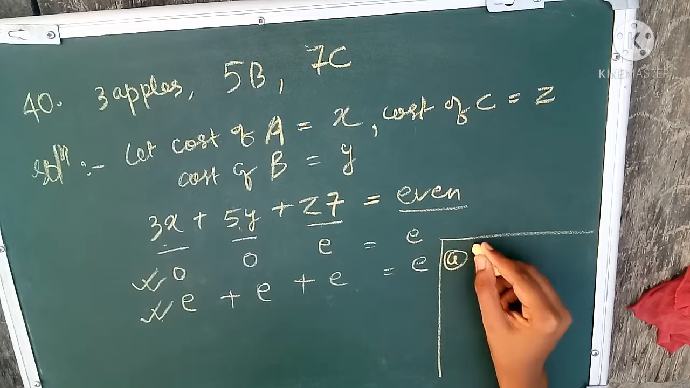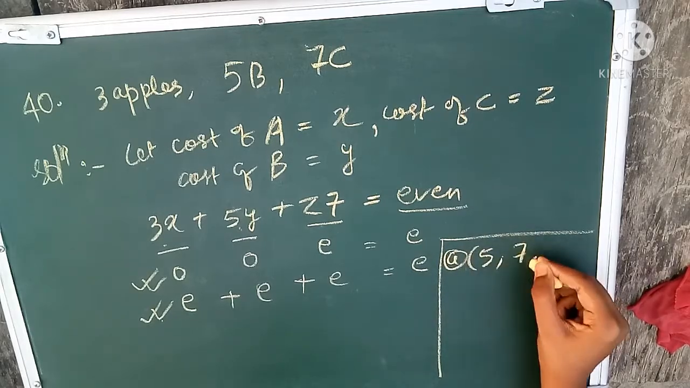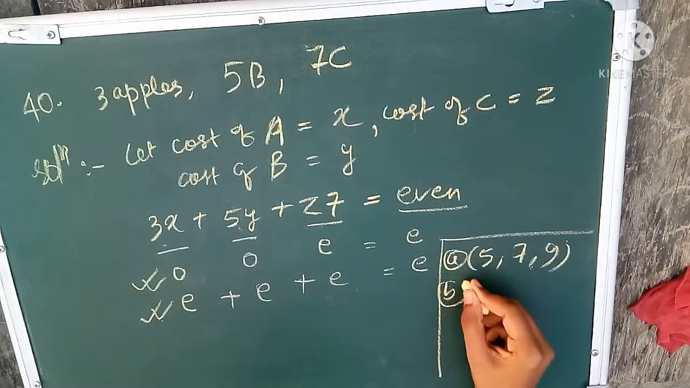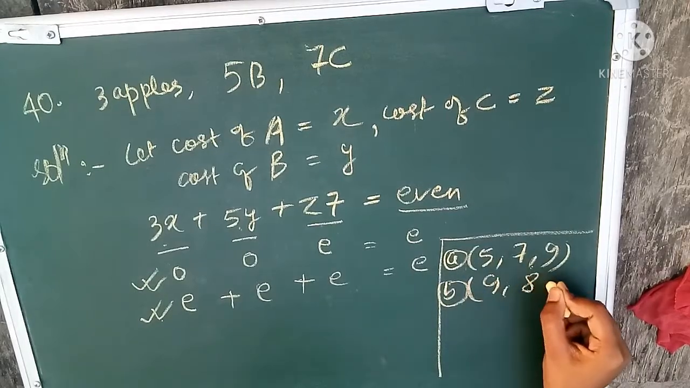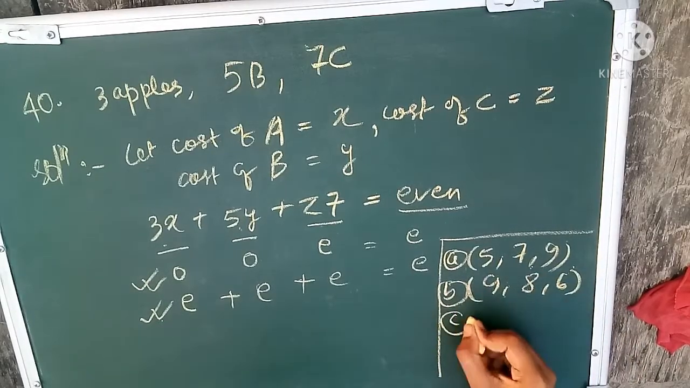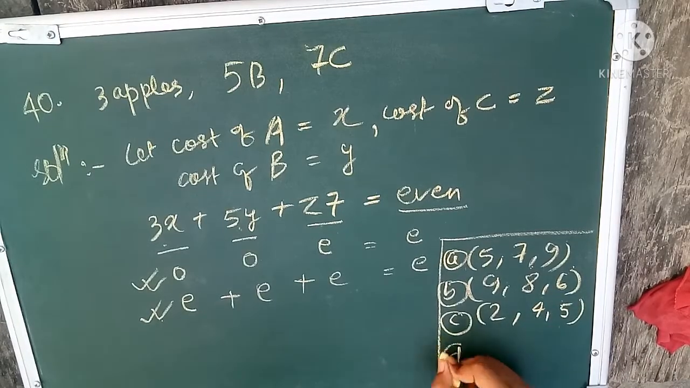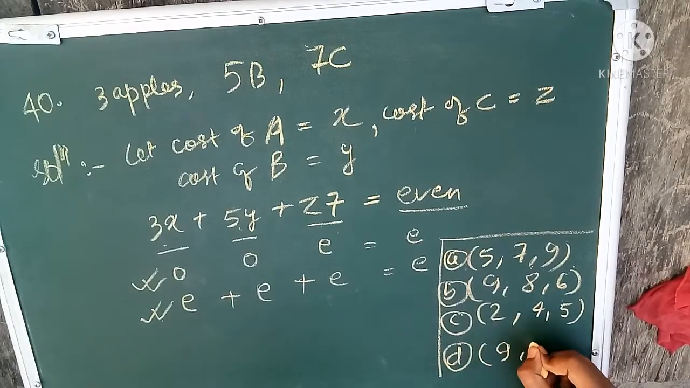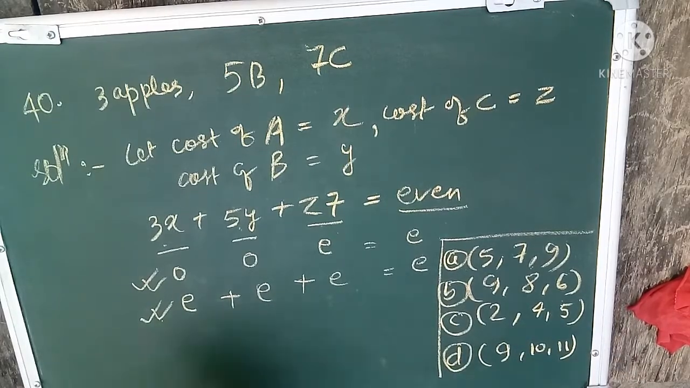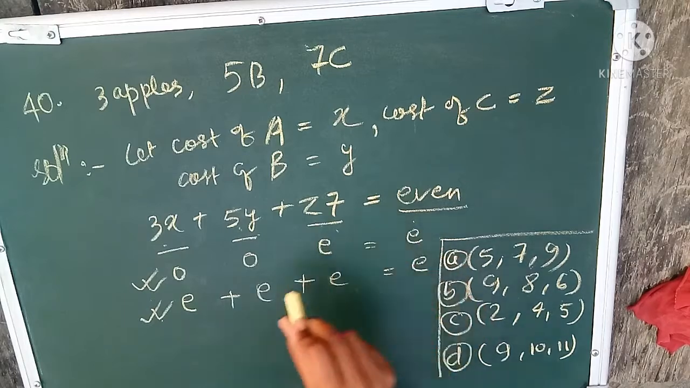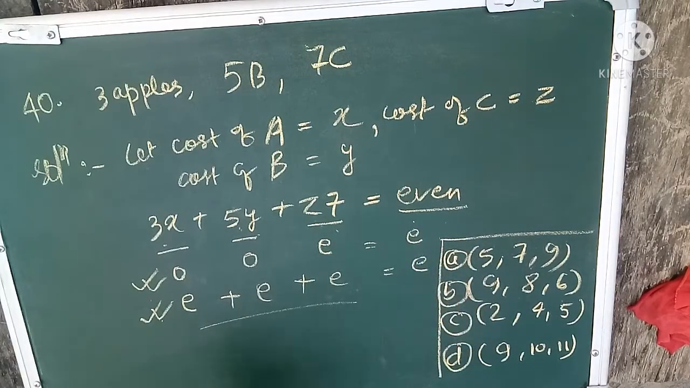The first option is 5, 7 and 9. The second option is 9, 8 and 6. The third option is 2, 4 and 5. And the last option D is 9, 10 and 11. So for the sum of all the rupees to be even, we have two possible options. Either all 3 will be even, or any 2 of them will be odd and 1 will be even.